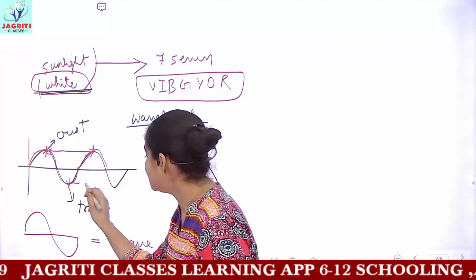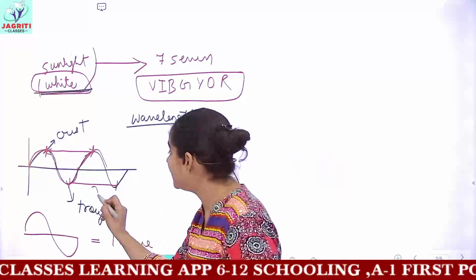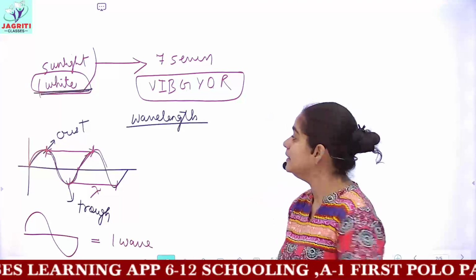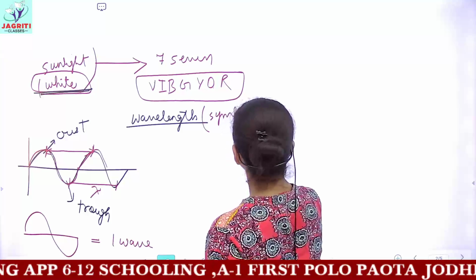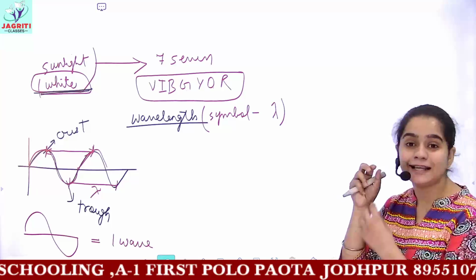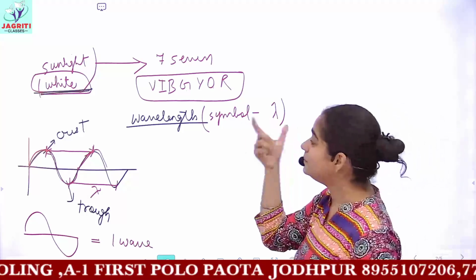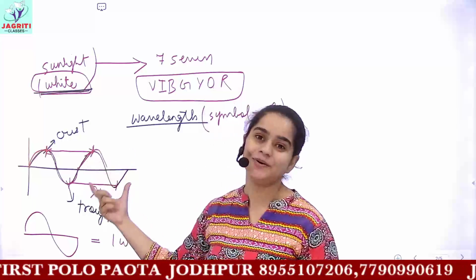And you can also measure the distance between two consecutive troughs. It would also provide you with the value of wavelength. For denoting wavelength, the symbol used is lambda. So wavelength is denoted by the symbol lambda, and lambda means the distance between two consecutive crests or two consecutive troughs.